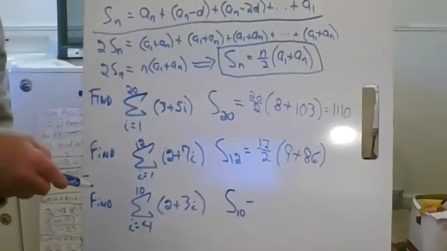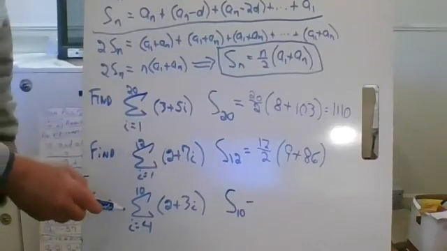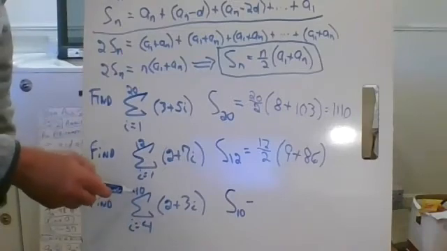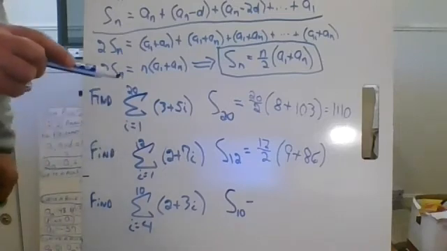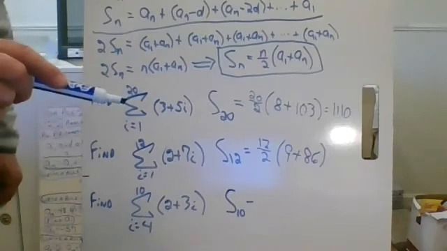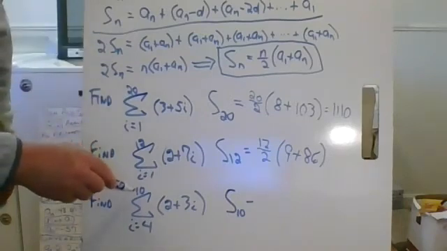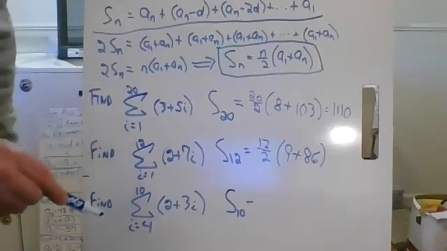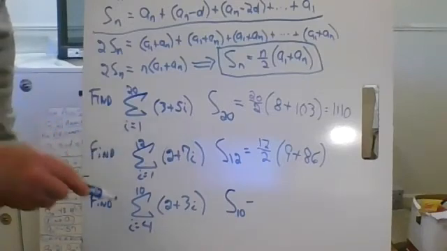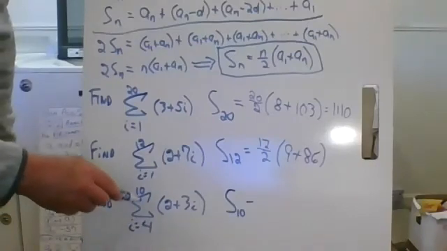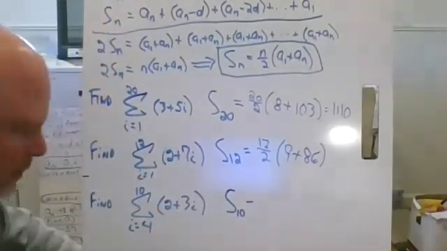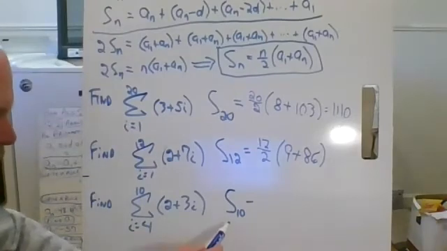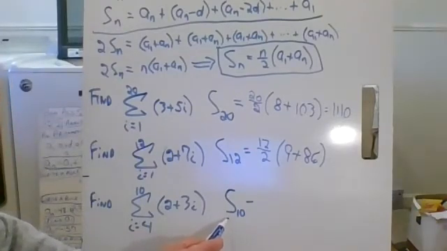Okay, now this next one is a little different. This time, we want the sum from i equals 4 to 10. S sub n is a sub 1 through a sub n. S sub 10 would be a sub 1 through a sub 10. We want i equals 4 to 10. So there's two ways to do this problem. One way is using your S notation.